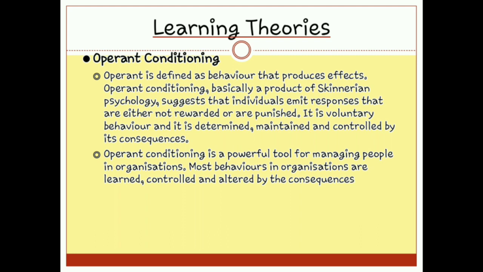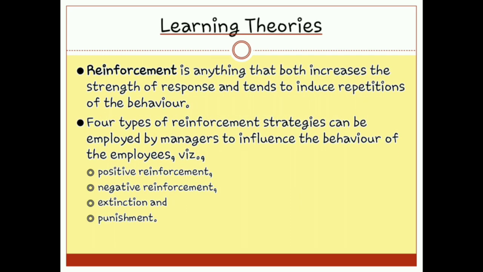Management can use the operant conditioning process successfully to control and influence the behavior of employees by manipulating the reward system for the employees. Reinforcement is anything that both increases the strength of a response and tends to induce repetition of the behavior. So there are four types of reinforcement strategies. First is positive reinforcement, second is negative reinforcement, third is extinction, and fourth is punishment.